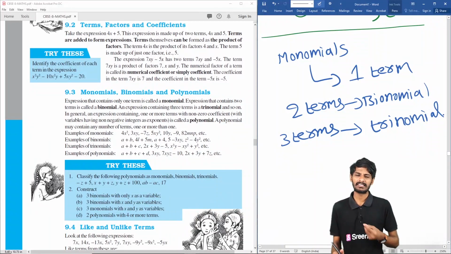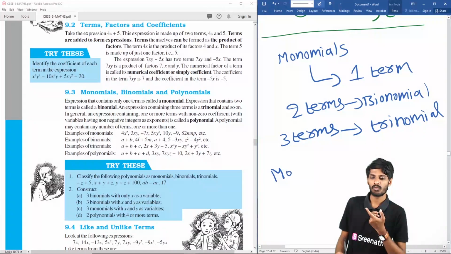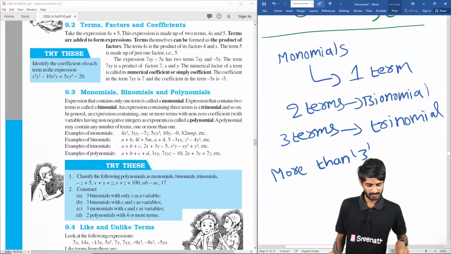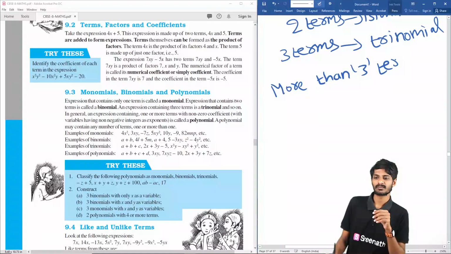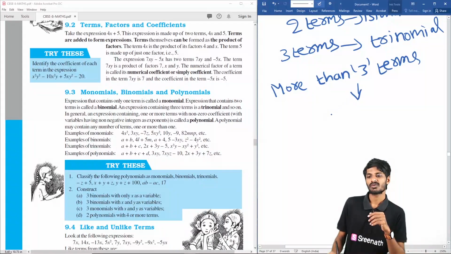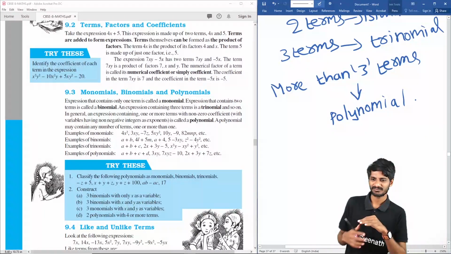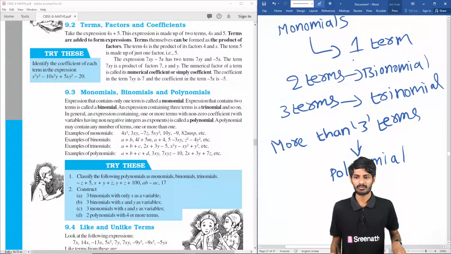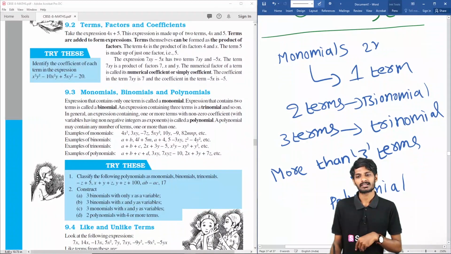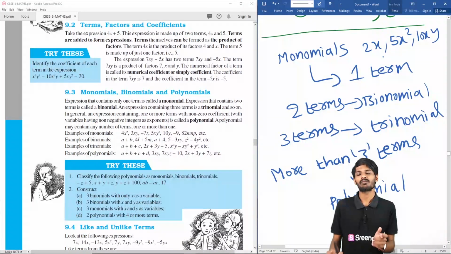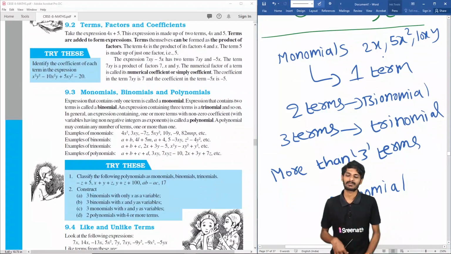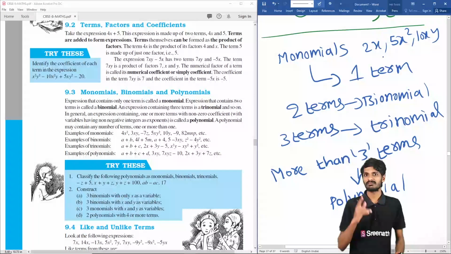And if any expression has more than three terms, then it is called a polynomial. That's it students, so simple. So what is an example for monomials? 2x, 5x square, 10xy. All these expressions are monomials. They are having only one term.